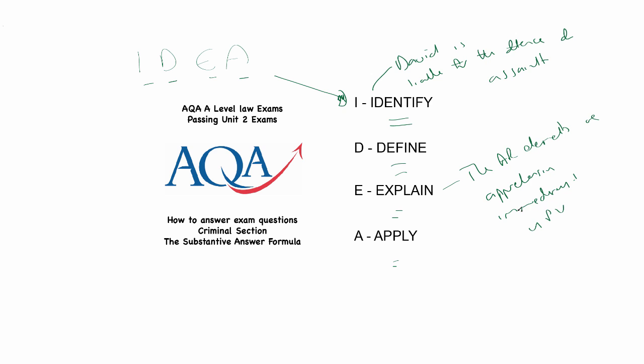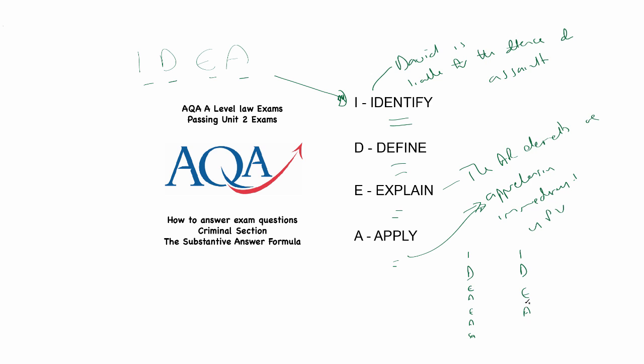Now you can do this in one of two ways. You can either explain clearly what the actus reus elements are for assault and then go on to write your application from the scenario. Or you can do it the other way, which is to explain an element like apprehension and then go on to put your application in here. So it could be ID, EA, EA, EA, and so forth, or it could just be IDEA.